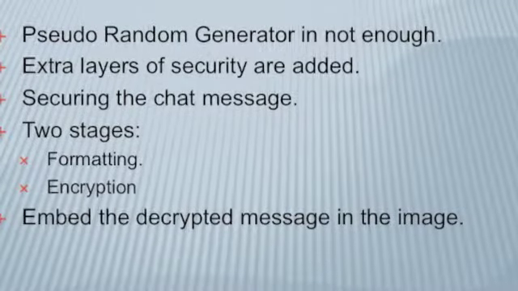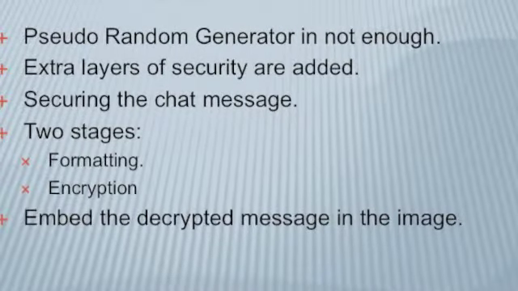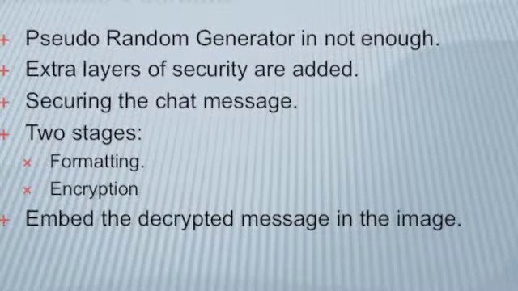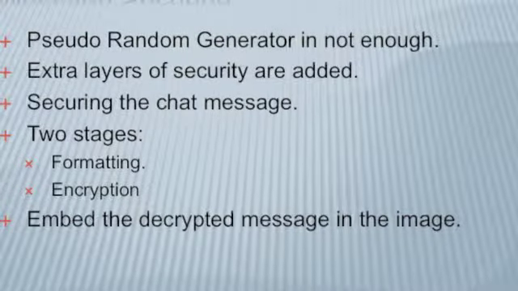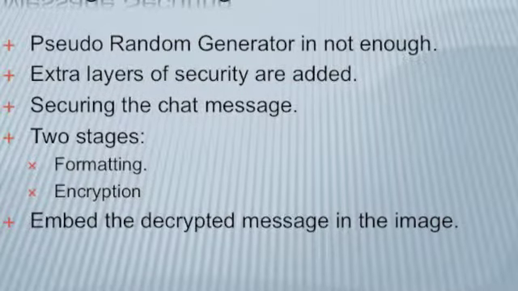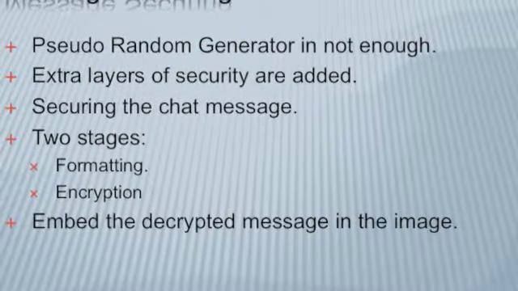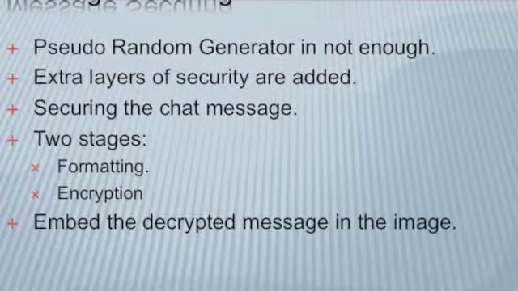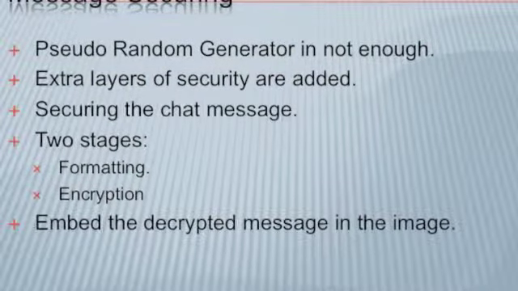From the previous step, we embedded the bits of the message randomly with the pseudo-random generator to add a layer of confidentiality to the message, but it's not enough. We have to satisfy other security principles to make the app more secure and robust. So we'll add extra layers of security to provide integrity and authenticity to the message.